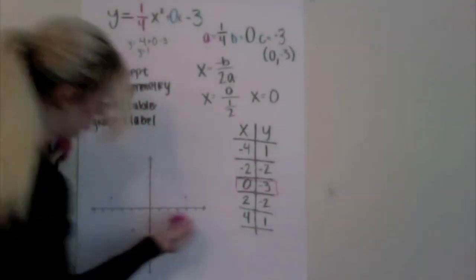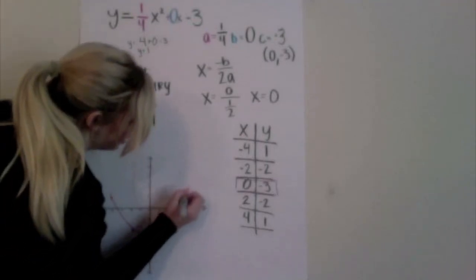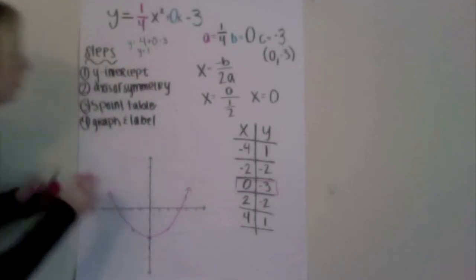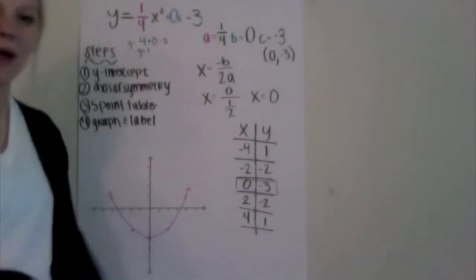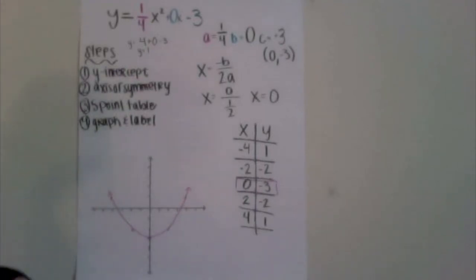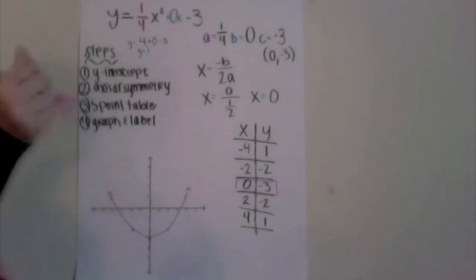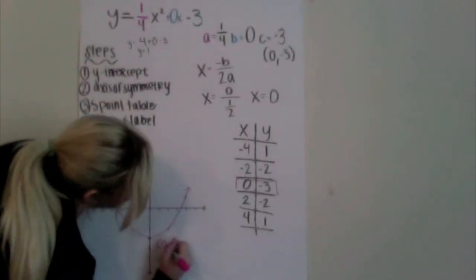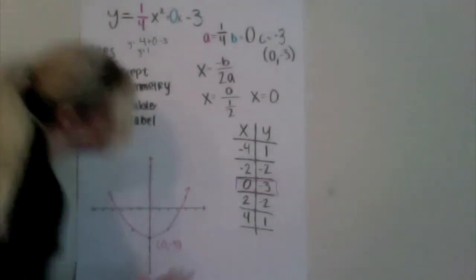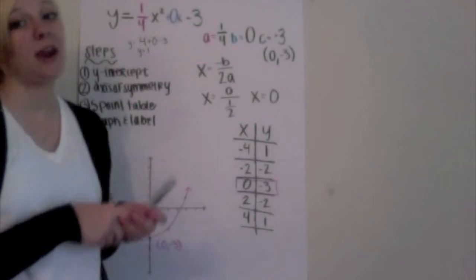So we're going to go ahead and graph. Now I'm just going to connect these with a parabola. And there we have the graph of y equals 1/4 x squared plus 0x minus 3. The last thing we have to do is label our vertex so that everyone knows where we're starting. And we have that at (0, -3). And look at that, you have graphed another quadratic equation.